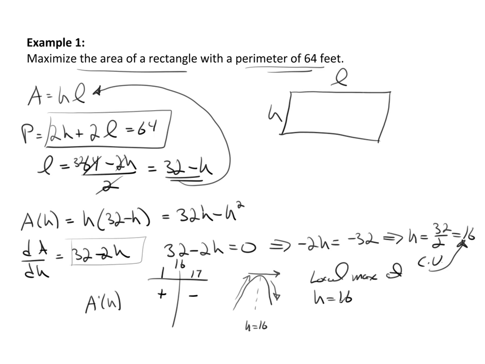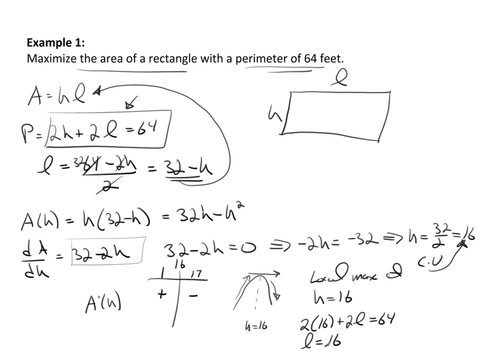So now all I need to do to finish this up is figure out what the length is. Well, I go right back to here. I know that the perimeter is going to be 2 times h, which is 2 times 16, plus 2 times the length, which must be 64. So then I finish this up, and I find out that the length is also going to be 16.